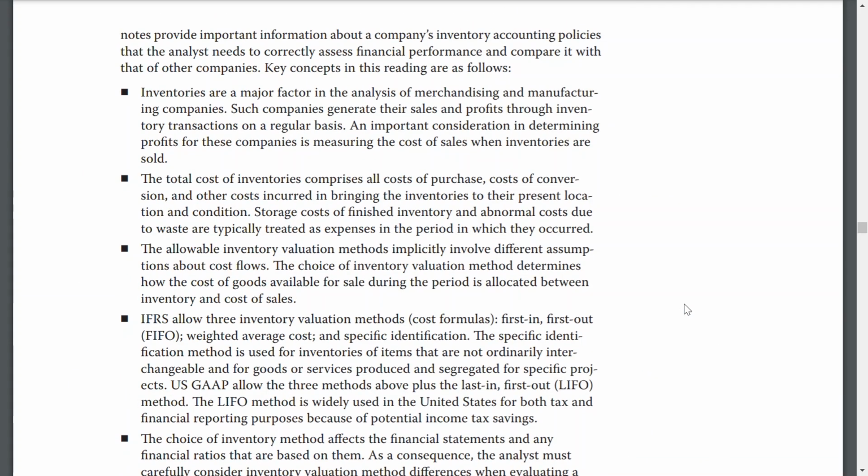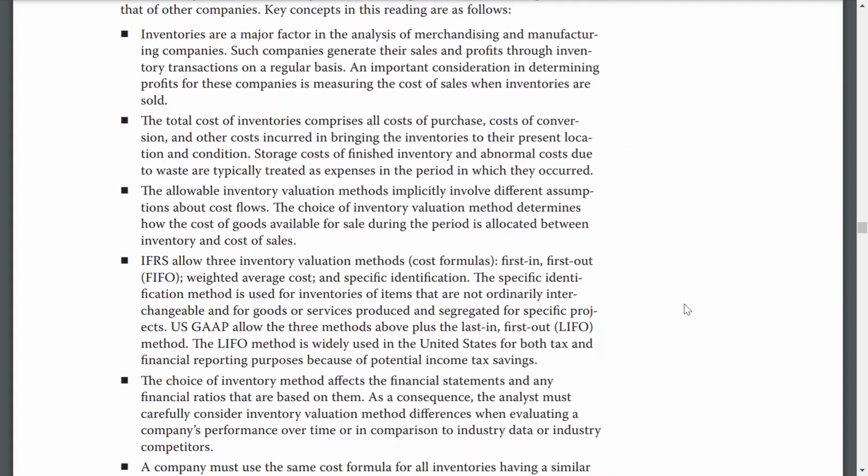Inventories are a major factor in the analysis of merchandising and manufacturing companies, as such companies generate their sales and profits through inventory transactions on a regular basis. An important consideration in determining profits for those companies is measuring the cost of sales when inventories are sold. The total cost of inventories comprises all costs of purchase, costs of conversion, and other costs incurred in bringing the inventories to their present location and condition.